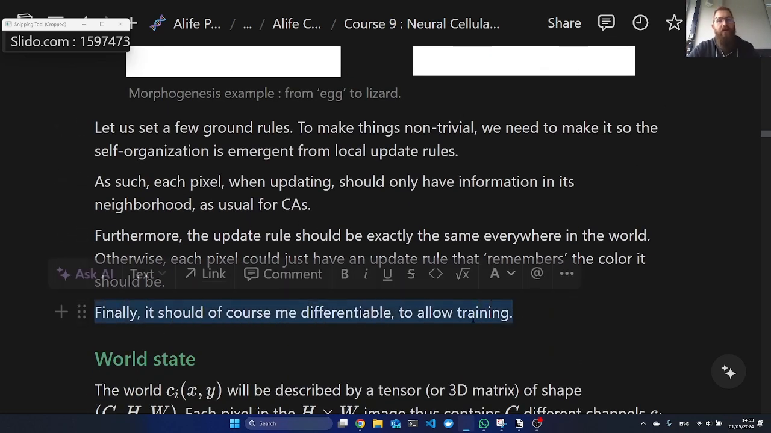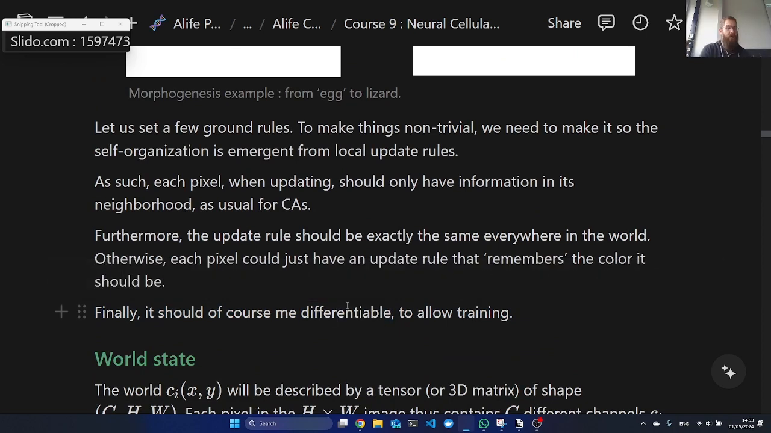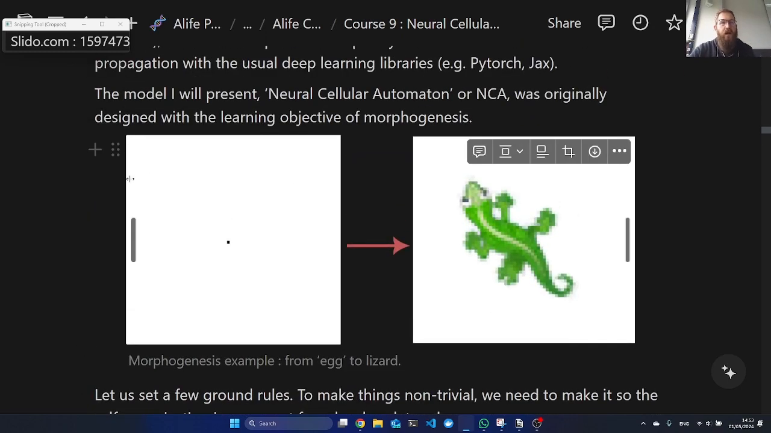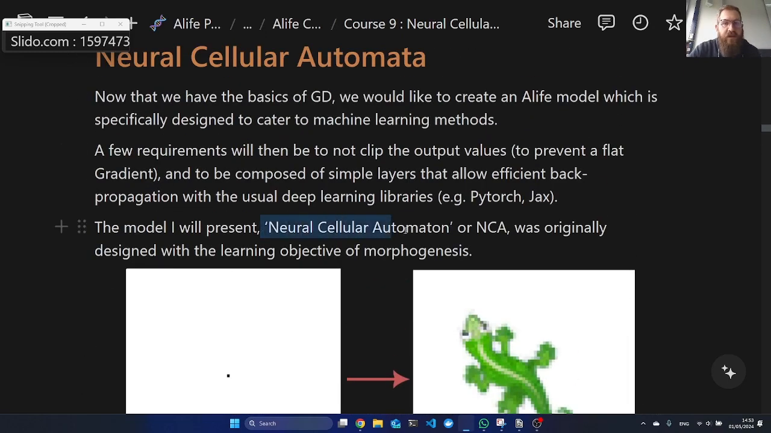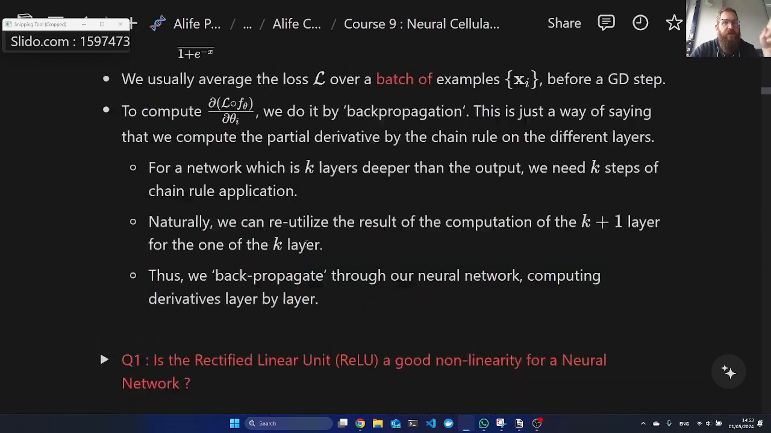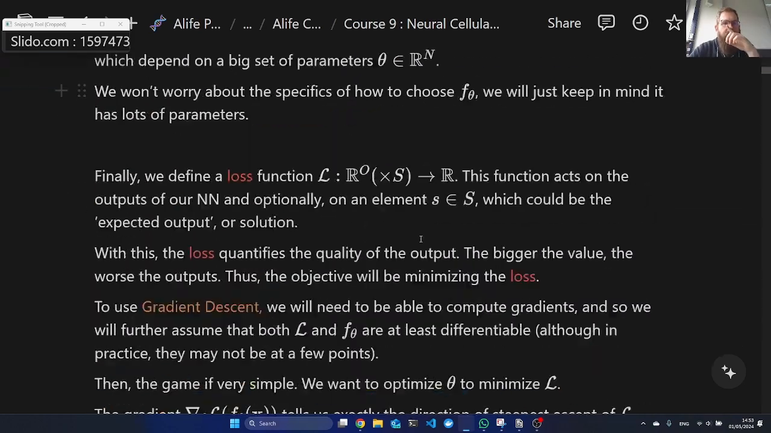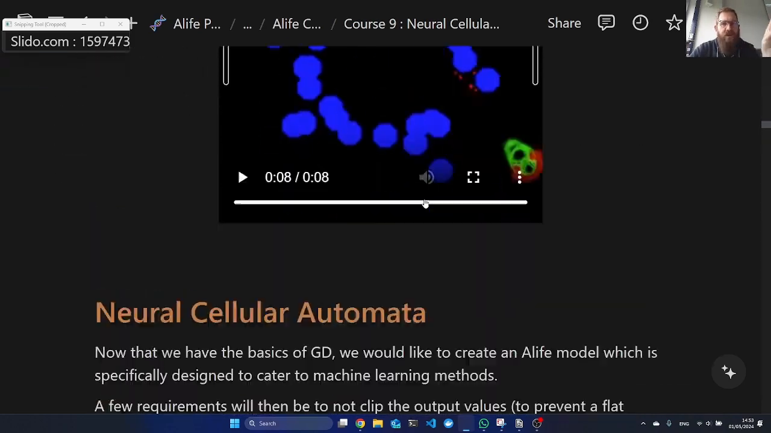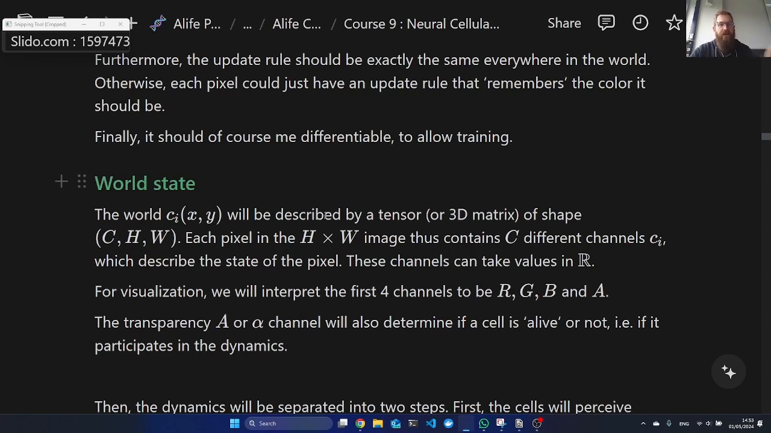And finally, our model should be differentiable. So our transition function, we should be able to differentiate it to allow for machine learning training. Just to say, because I didn't say it, this neural cellular automaton was invented by the team at Google: Alexander Mordvintsev, Ettore Randazzo, and Eyvind Niklasson. And there is also a fourth author, which I forget, but you can find it in the references.